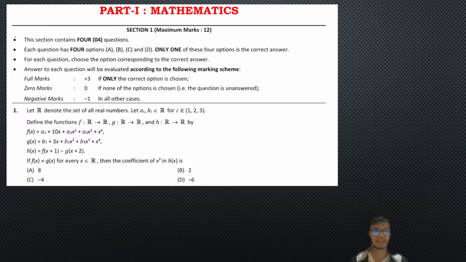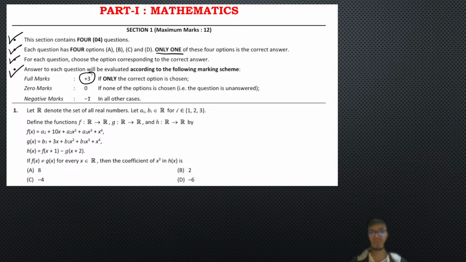You can see the first section consists of 4 questions, and each question has 4 options, and only one of these is the correct option. For each question, choose the option corresponding to the correct answer. Now it is very important to know how you are going to get the marks. For correct marking you're going to get +3, and for no marking, if you have chosen no answer, then you're going to get 0, that's obvious.